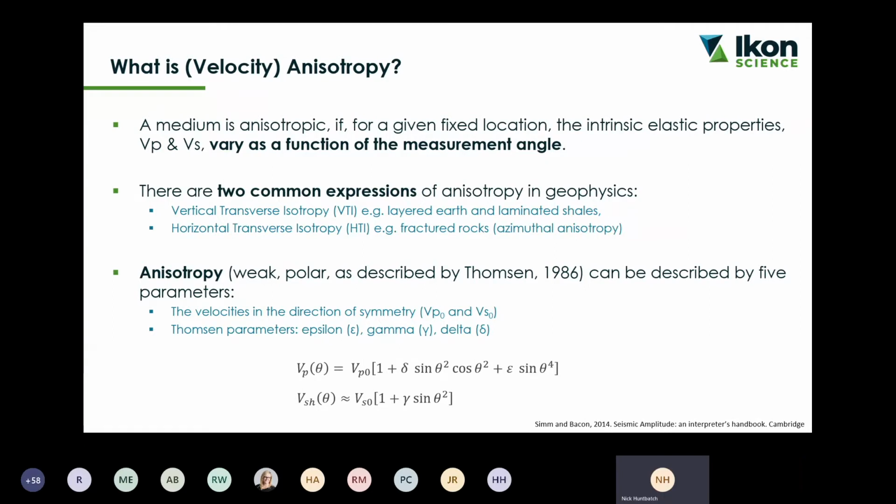And that is described by Thomsen's model, which has five parameters to model the impact of anisotropy on velocities as a function of measurement angle. You've got your two velocities in the direction of symmetry, and then your three Thomsen parameters: epsilon, gamma, and delta. At the bottom there, we have our equations, our model, which explain VP and VS as a function of angle with those parameters in there. So it explains how velocities change with measurement angle, essentially.